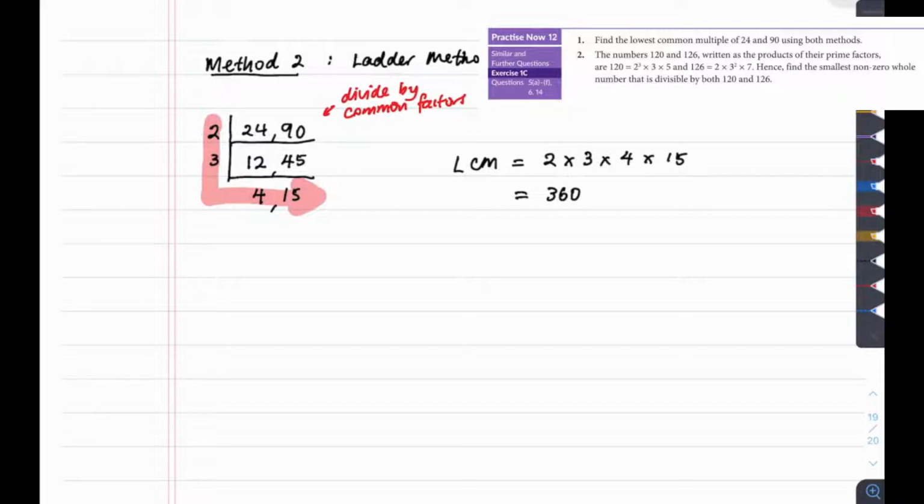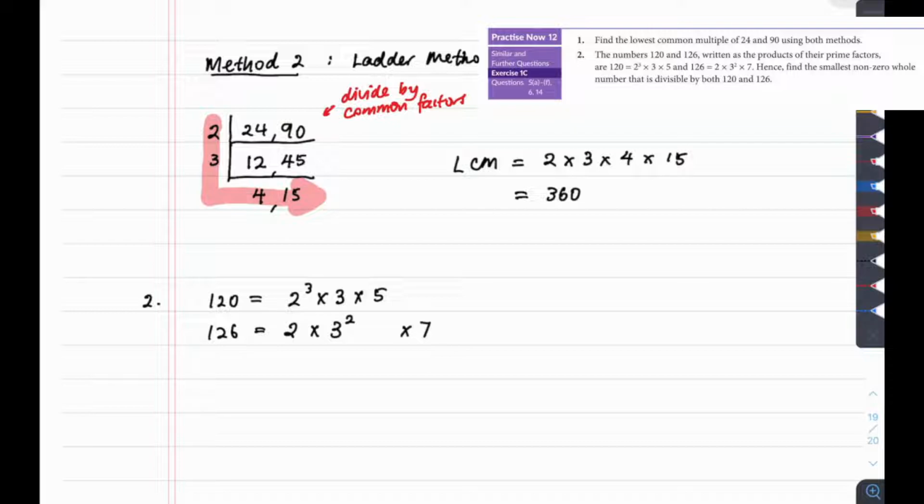They gave us two numbers, and they've already listed down the prime factorization. So with this, we don't have to do the trouble of finding it one by one. We will just use this information straight away. So we have 120 equals 2 cube times 3 times 5. For 126, we have 2 times 3 squared. We don't have a 5, so we leave a gap, and we have a 7 over there.